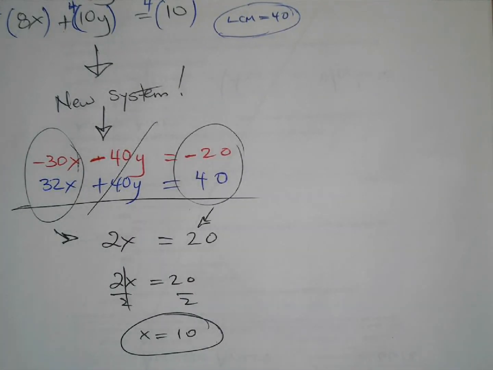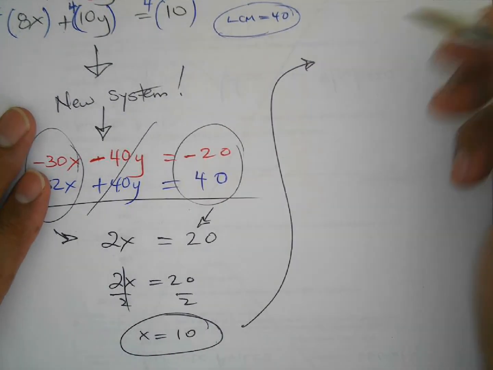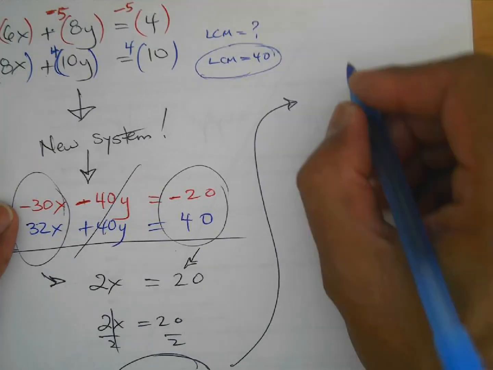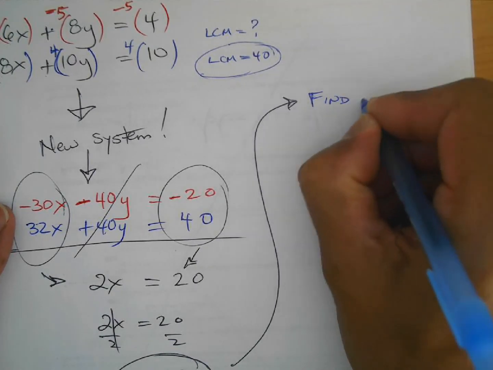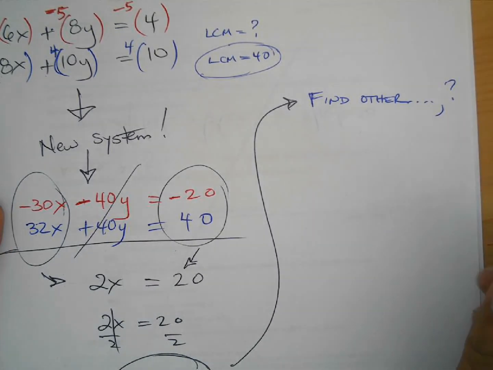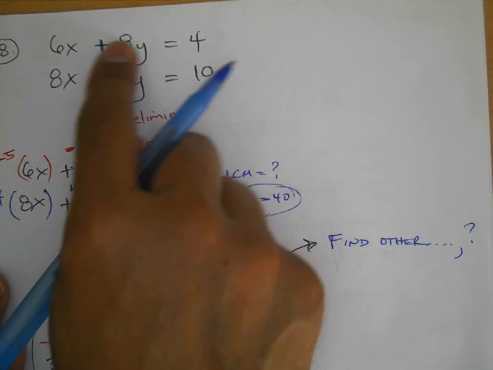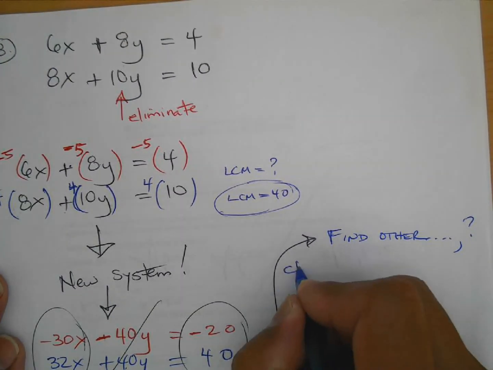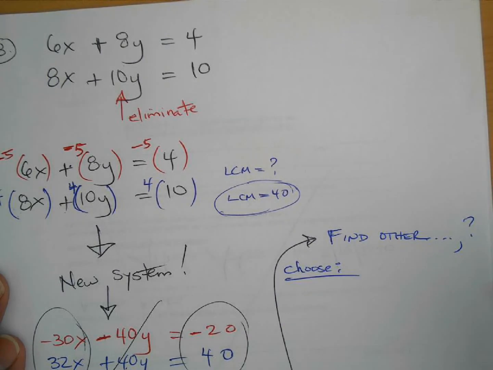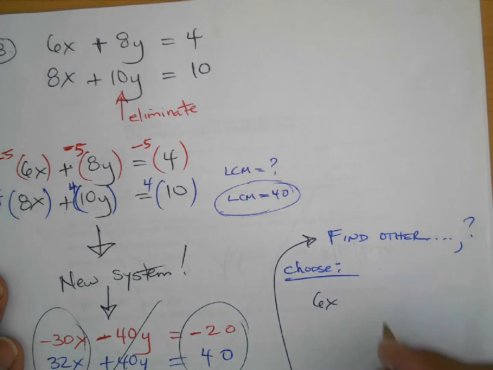We got that first. We found the first of the two. Remember, we got to find another one. Let's go find the other one. Almost there. How do we find the other? Remember, we got to find both parts. You got to come up here and choose. Go back to our original system and pick one of these. I'm going to choose the 6x, right? The easier one for me.